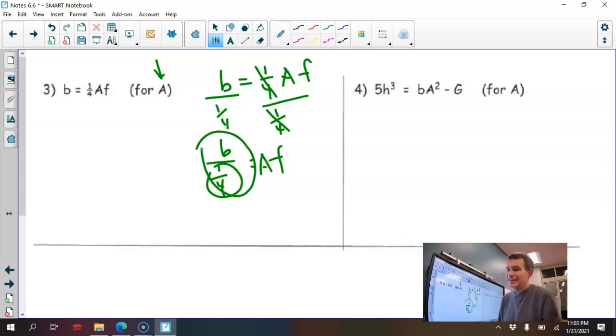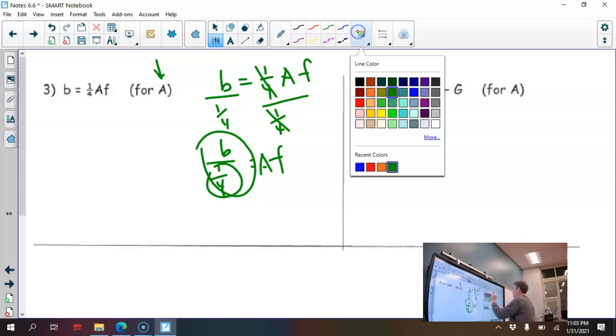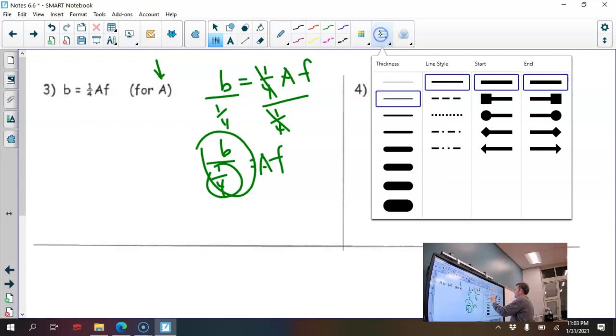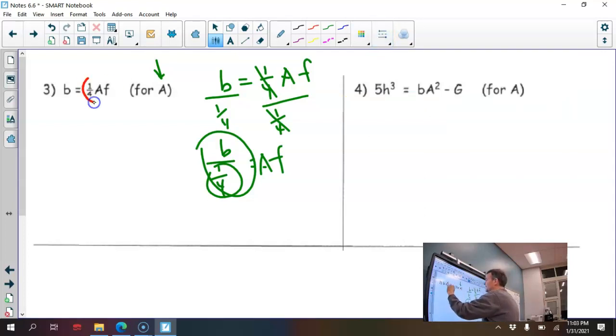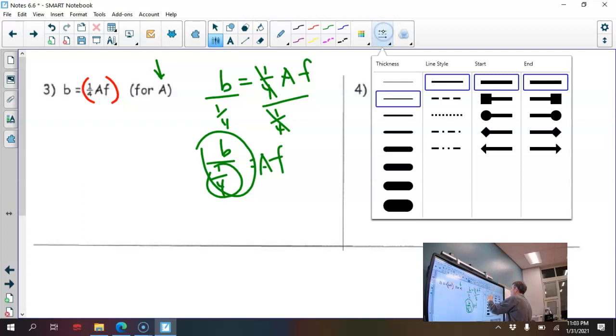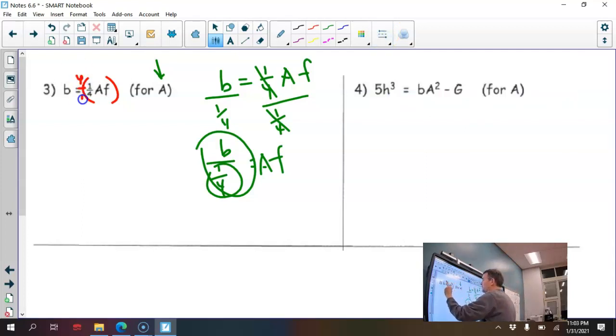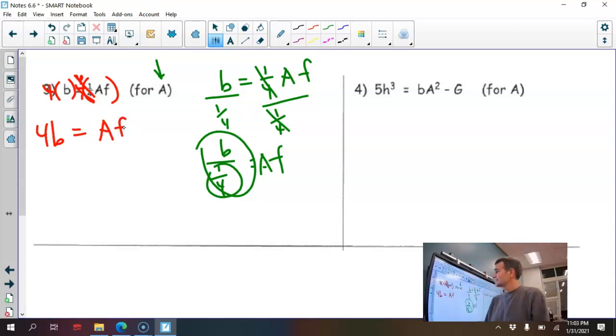Dividing by a fraction really means multiplying by its reciprocal. So instead of dividing by 1/4, I would rather you multiply by 4/1, or just 4. Multiply both sides by 4. Then you get 4b, and 4 times 1/4 is just 1. It cancels out, and you have AF. There, see, now I don't have a fraction within a fraction.